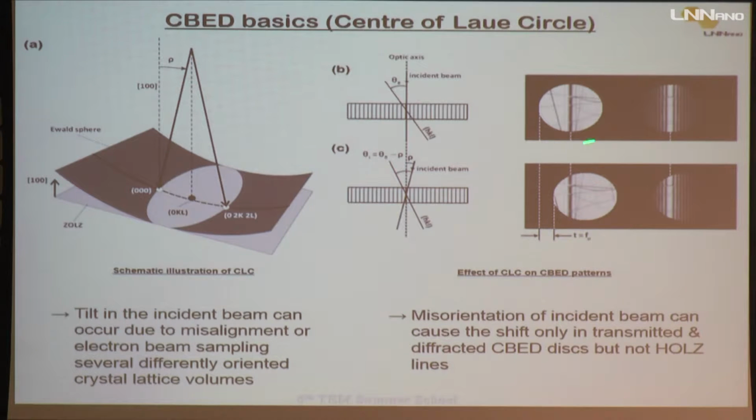Just the disk will be moving, but the lattice information, these fine lines, which are called HOLZ lines, are related to the crystal lattice, so they won't be moving. If there is anything wrong with the CLC, just the disk will be moving, but not the HOLZ lines, because the HOLZ lines are related to the crystal lattice directly. They don't move if there is something wrong with the CLC.